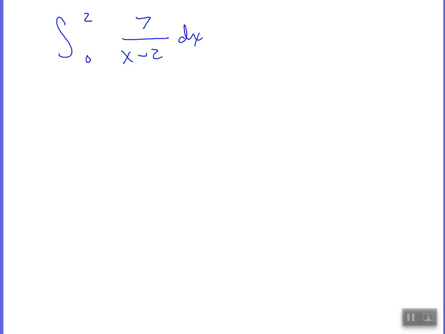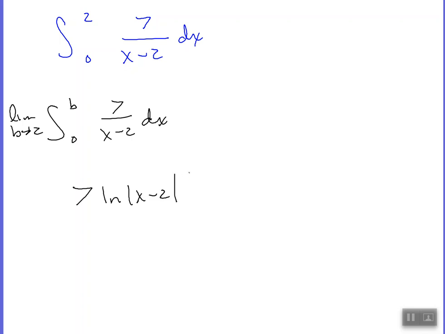Okay, so let's work through this one. 2 is an issue because when I divide with 2, that's going to give me 0. So I have to replace 2 with a B. And we are going to look at the limit as B approaches 2. Easy integration problem. Just ln, 0 to b.